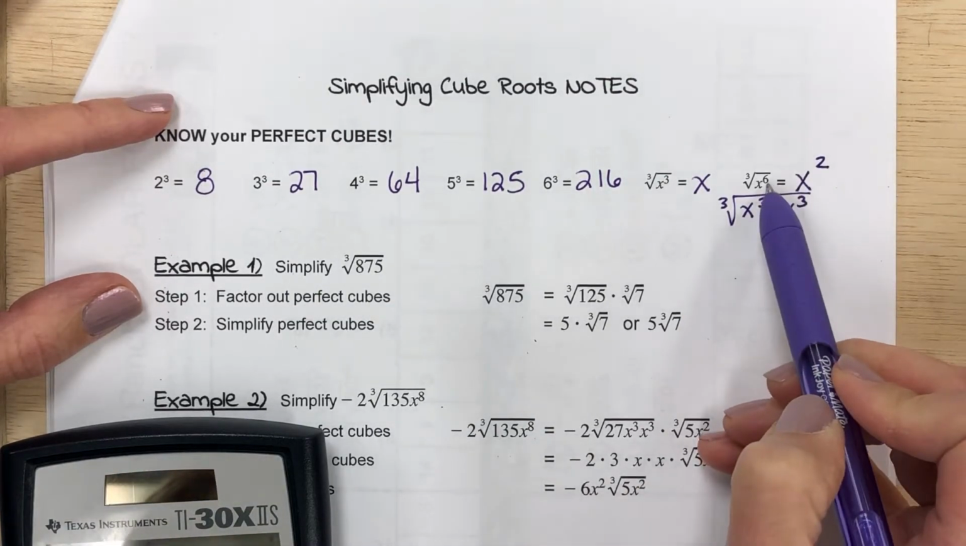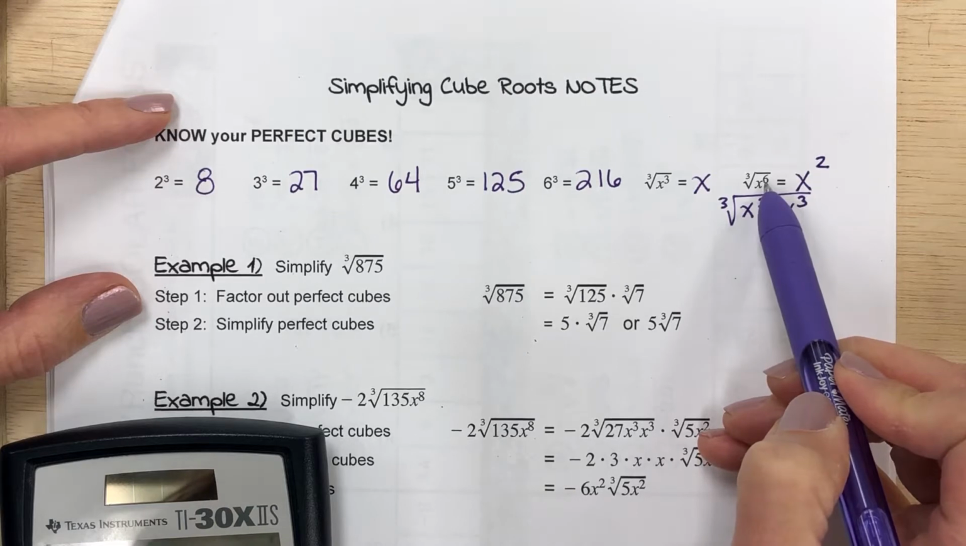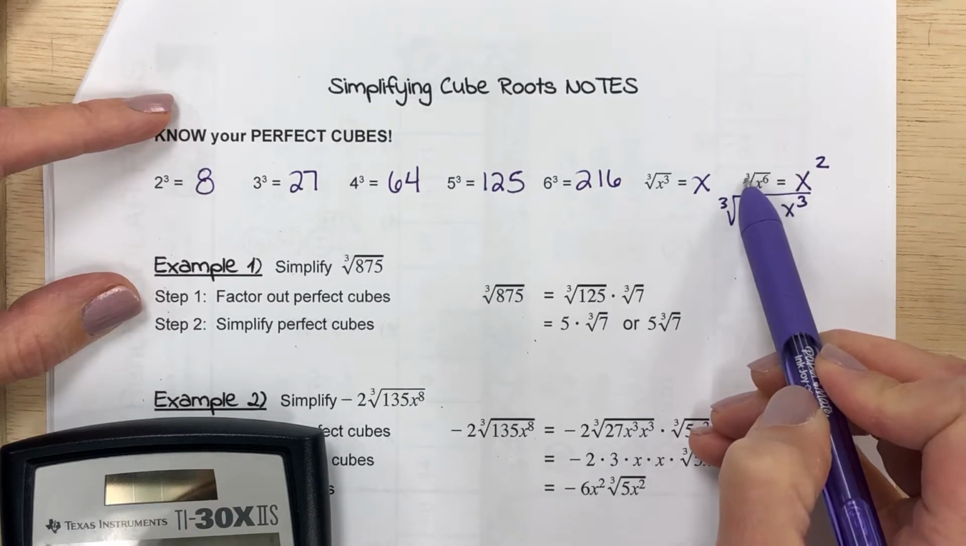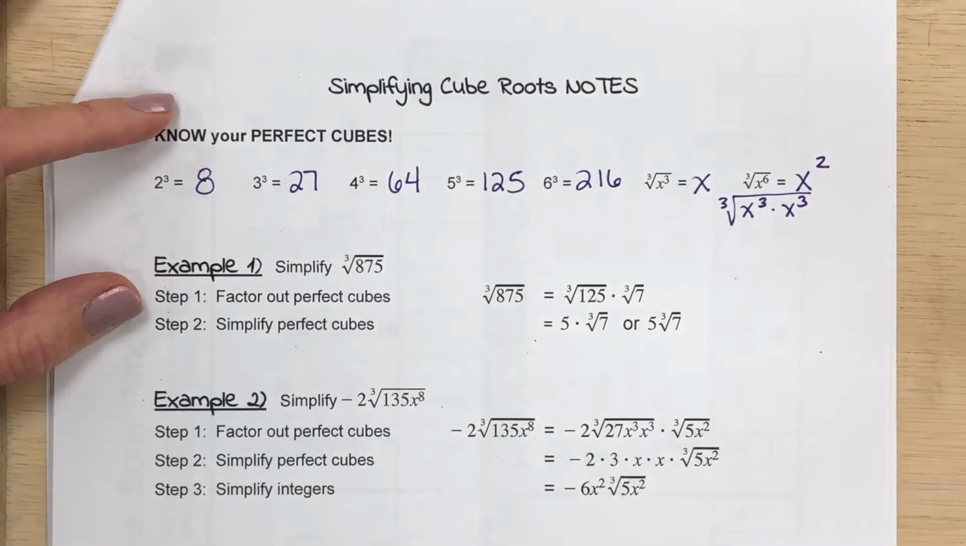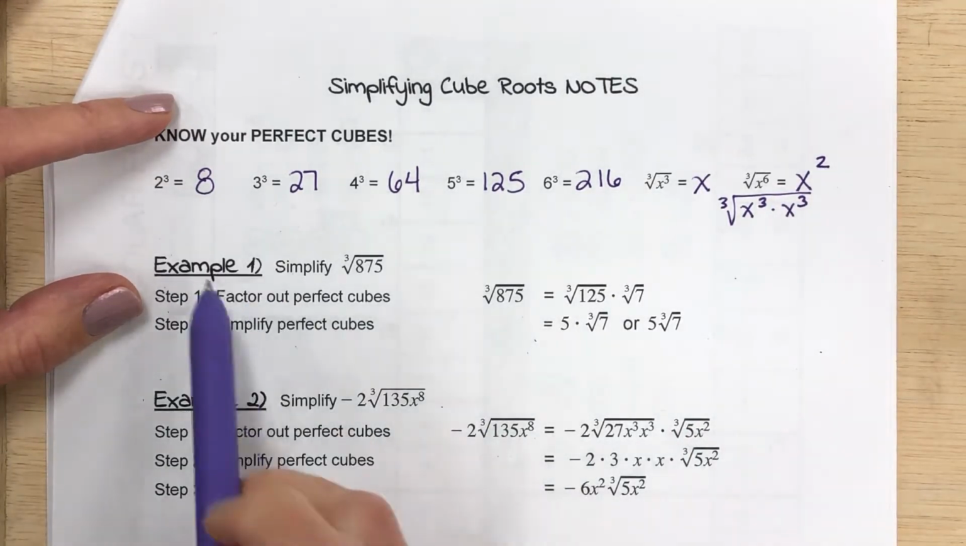Another way you can think about it is your exponent divided by your root. So 6 divided by 3 leaves you 2. So let's talk about some examples.